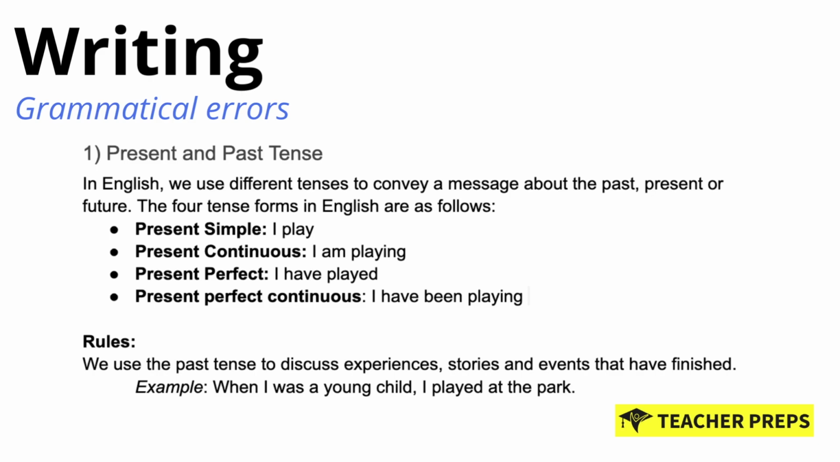In English, we use different tenses to convey a message about the past, present, or future. The four tense forms in English are as follows. We have present simple, like I play, present continuous, I am playing, present perfect, I have played, and present perfect continuous, I have been playing. Some of the rules that you're going to want to remember. We have the past tense to discuss experiences, stories, and events that have already finished. An example, when I was a young child, I played at the park, all in the past.